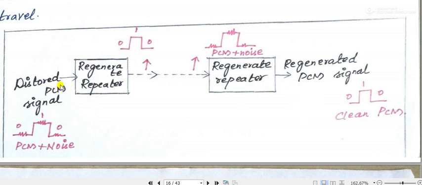And see here, the distorted PCM signal is received and the noise is removed by the regenerative repeaters. Again it is transmitted through the channel, so the noise does not affect the original signal. Again it can regenerate the PCM signal.